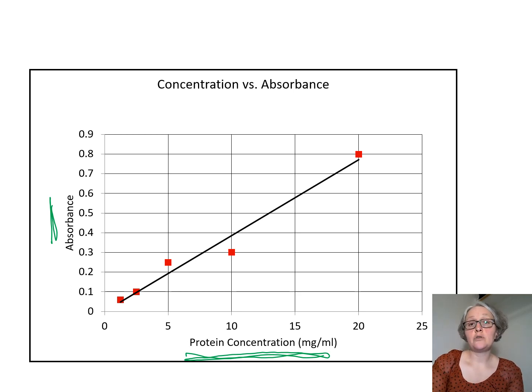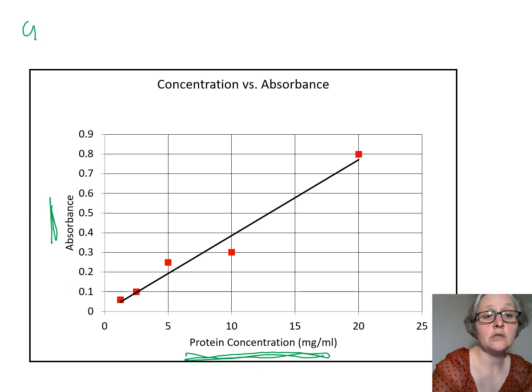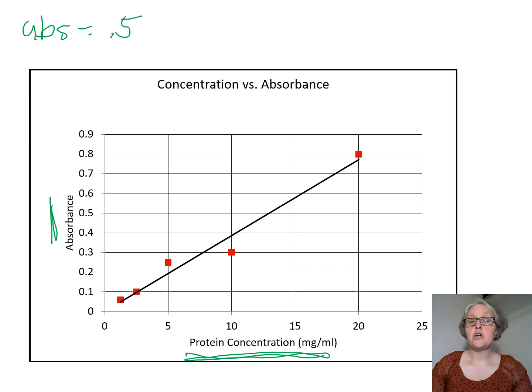We could take our unknown solutions and figure out their absorbances. So let's try one. Here's an unknown whose absorbance is 0.5. So I took an unknown, I plugged it into the spectrophotometer, and I figured out that its absorbance was 0.5. From here, we can figure out what the protein concentration is in that particular tube. We begin by finding 0.5 on the y-axis.